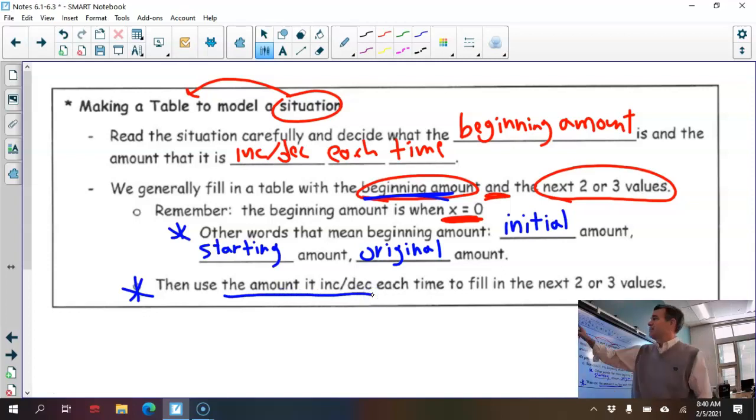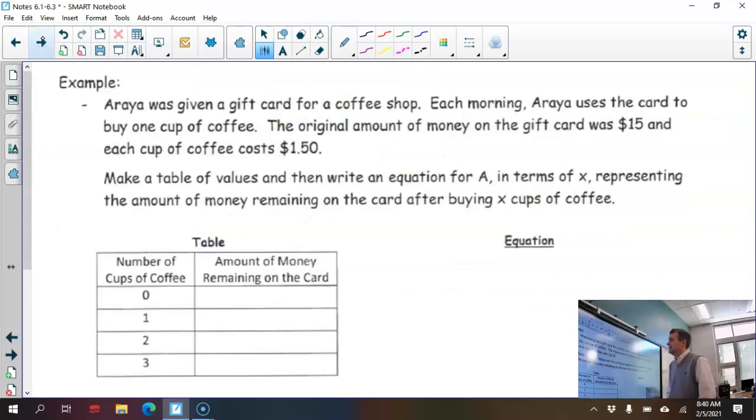All right, let's do an example. I think you'll see not too difficult. So we have Araya today. Araya was given a gift card for a coffee shop. Each morning, Araya uses the card to buy 1 cup of coffee. The original amount of money on the gift card, original amount, was $15. I think I know the beginning amount. And each cup of coffee costs $1.50.